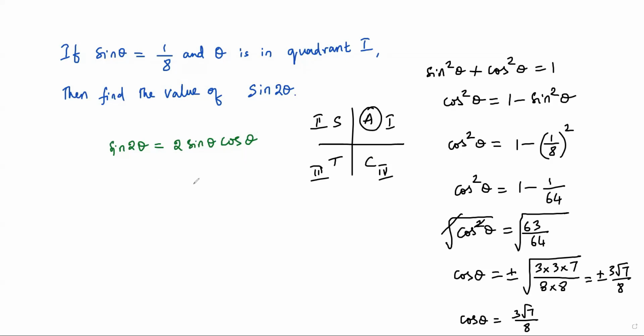So 2 times the value of sine theta, which is 1 over 8, and cosine theta, we just got the value, that is 3 times square root of 7 over 8. So 2 goes into 2 once, and 2 goes into 8 four times. When I multiply the numerators, 1 times 1 times 3 square root of 7, I'm getting 3 square root of 7. 4 times 8 is 32. So I got the value of sine 2 theta, that is 3 square root of 7 over 32.